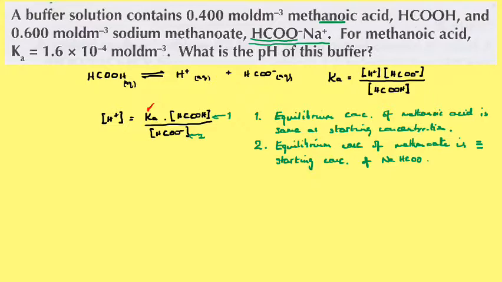And then we can make that assumption because it's fully dissociated. So if we make those two assumptions, then we have all of the values that we need to find the hydrogen ion concentration. So then let's just feed the values in. So Ka we're given in the question, 1.6 times 10 to the minus 4. And the acid concentration is 0.4 moles per decimeter cubed. And the methanoate ion concentration is 0.6.